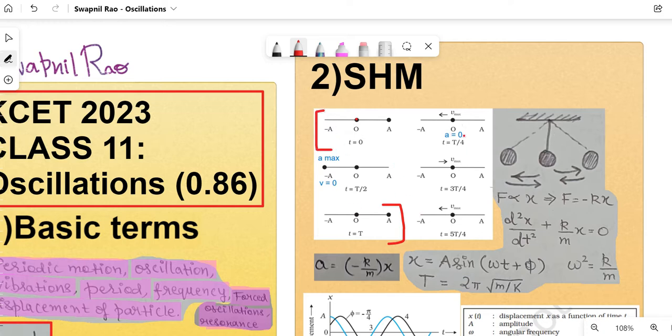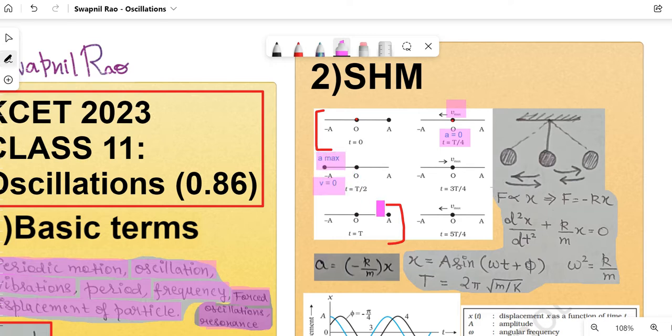So what you have to know is when the bob is at this position, like as you can see at O, right, at that time v is maximum. So you have to keep a note of that. v is equal to maximum and a is equal to 0, which means acceleration is equal to 0 and v is equal to maximum at position O. The same way when it reaches position minus A or plus A, at that time a is going to be maximum, which means acceleration is going to be maximum, but velocity is going to be 0.